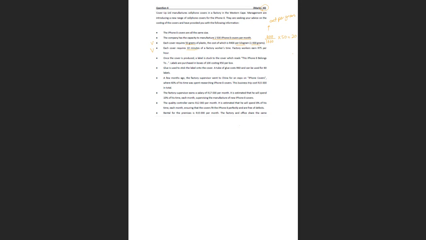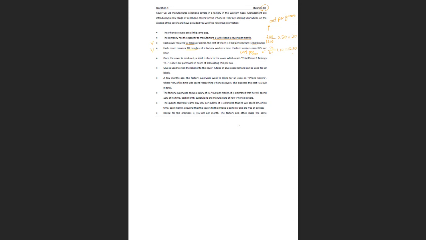So the first part is we need to determine that if it's 75 rand per hour, that's 60 minutes in 1 hour. So this is the cost per minute. And then in total, we require 10 minutes to produce one cover. So multiply that by 10. And that tells us then that the total labor cost per iPhone cover per unit is 12 rand 50.